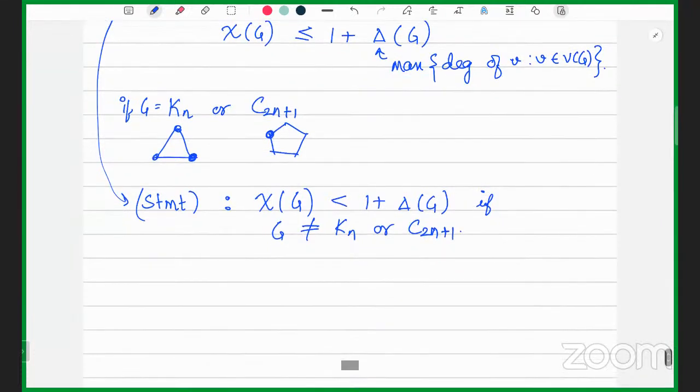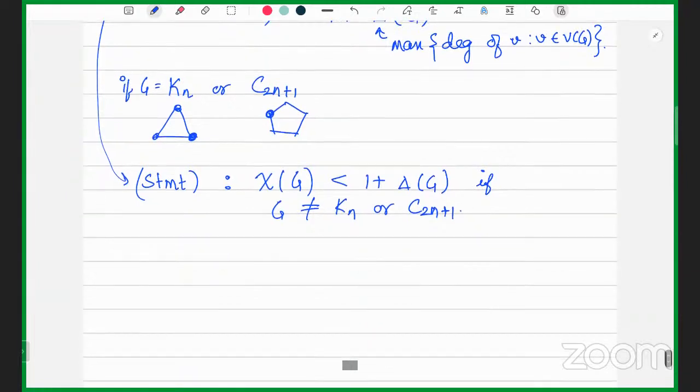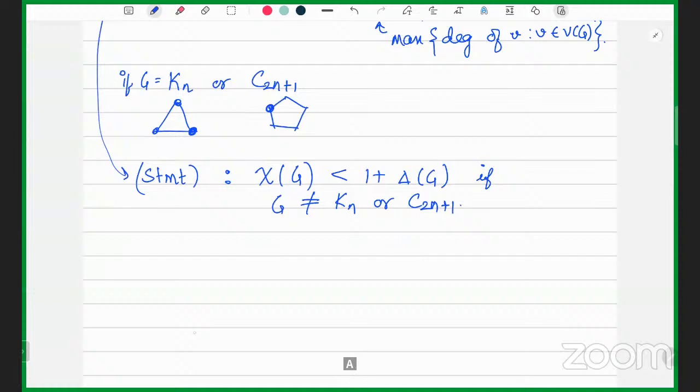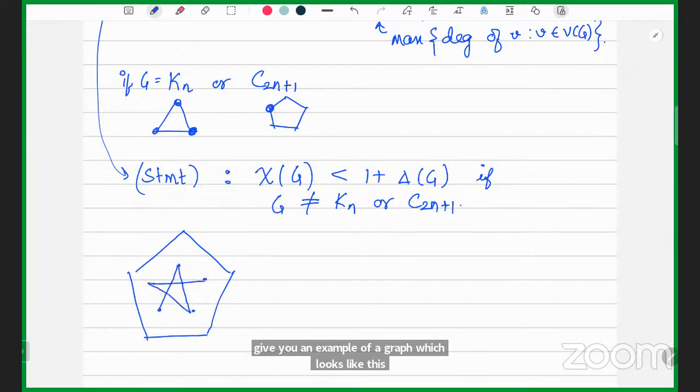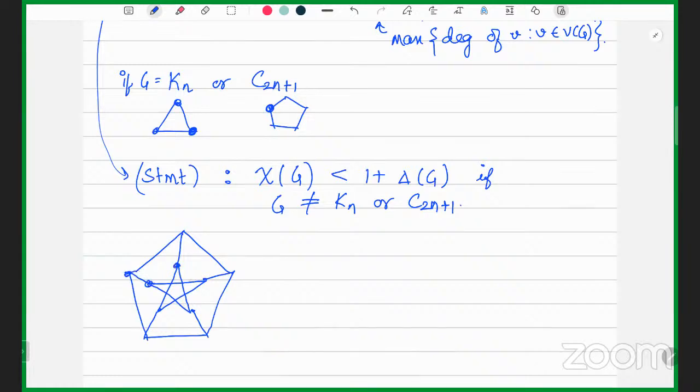A quick way to look at this would be if I, let's say, give you an example of a graph which looks like this. People who have seen graph theory will be able to recognize this very quickly as Petersen's graph.